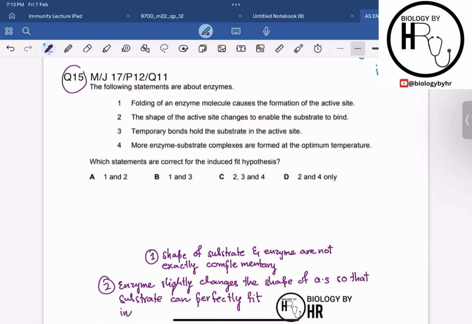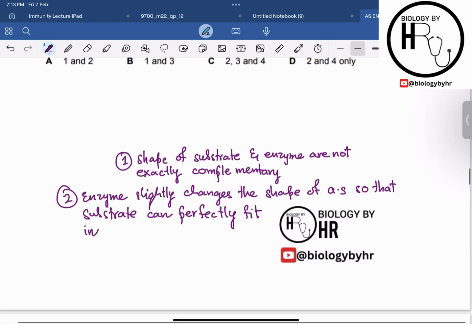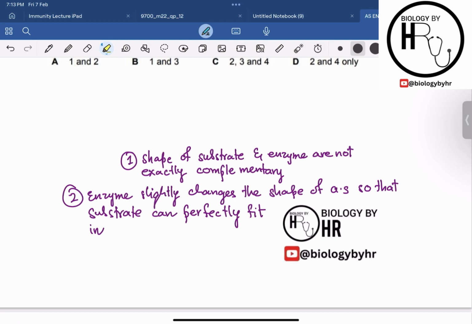Alright, so now let's discuss question 15, which is from May June 2017, paper 1 question 11. The following statements are true about enzymes, and they have given us a list of four statements, and they are asking which statements are correct about the induced fit hypothesis. We have the lock and key hypothesis, and then we have the induced fit hypothesis. What does the induced fit hypothesis say? It says that the shapes of the substrate and enzyme are not exactly complementary to each other, which means that the shape of the active site of the enzyme and the substrate are not exactly complementary. Rather, the enzyme slightly changes the shape of the active site so that the substrate can perfectly fit into it, right?